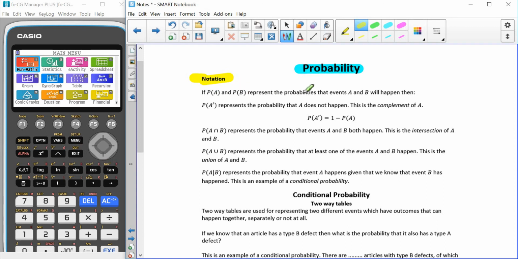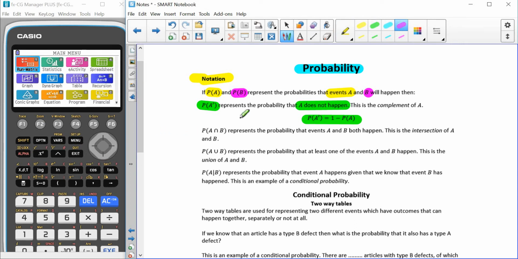P(A), P(B) represents the probabilities of events A and B happening. So P(A) is how we would write down the probability of event A happening. P(B) would be the probability of event B happening. If we have P(A'), that means the probability that A does not happen, and we can find this by doing 1 minus the probability of A.